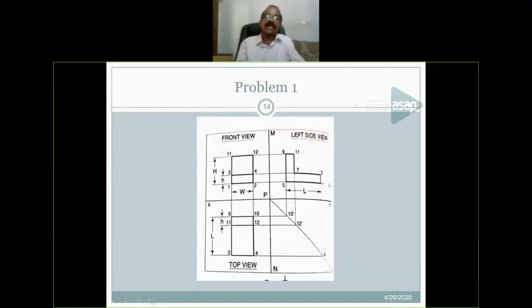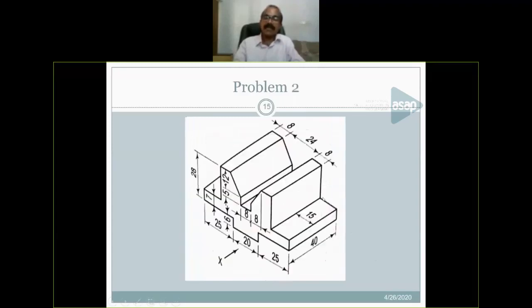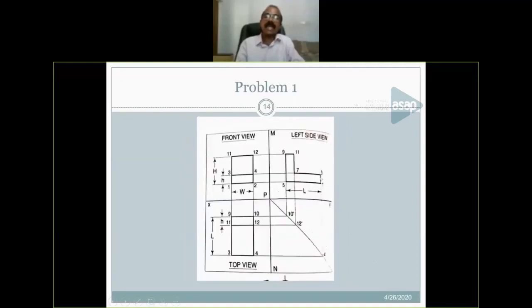See here, consider the point 3. Draw a horizontal line and the vertical line. Here you will get a point, which is the meeting point. 3 dash from the elevation. So that point you have to denote 3 double dash.